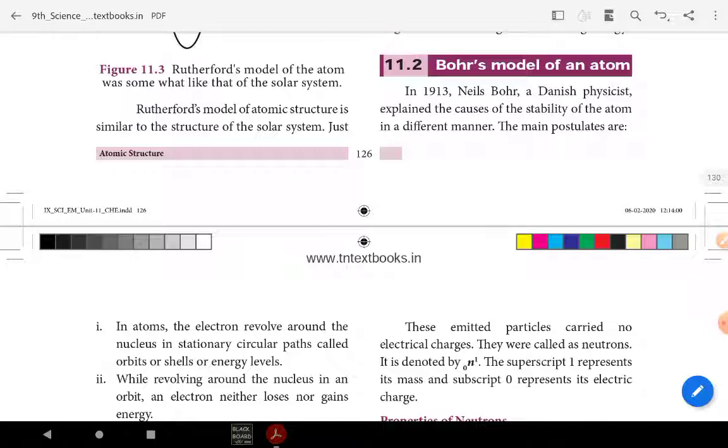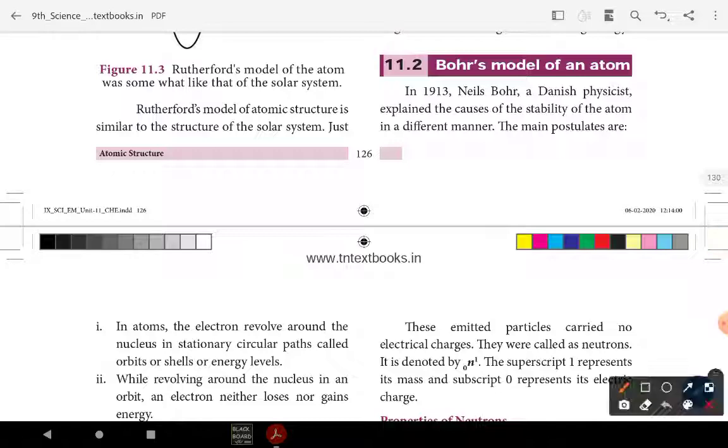The name of the lesson is Atomic Structure, Unit 11, and this is the second part of that lesson. In the previous video we saw the different models of the atomic structure, especially the Rutherford atomic model. In this video we are going to see Bohr's model of an atom, 11.2. Okay children, come along with me, let's go on.